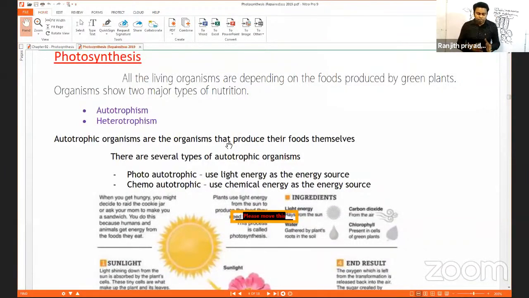Okay, as I mentioned to you last session, this lesson is not to study biology. So these things you know. You have to know how to explain, how to describe experiments. That scientific writing you can learn here. You have to know the way of writing a scientific report. So that part is learned from here. Okay, good. So autotrophic organisms are the organisms that produce their own foods themselves.